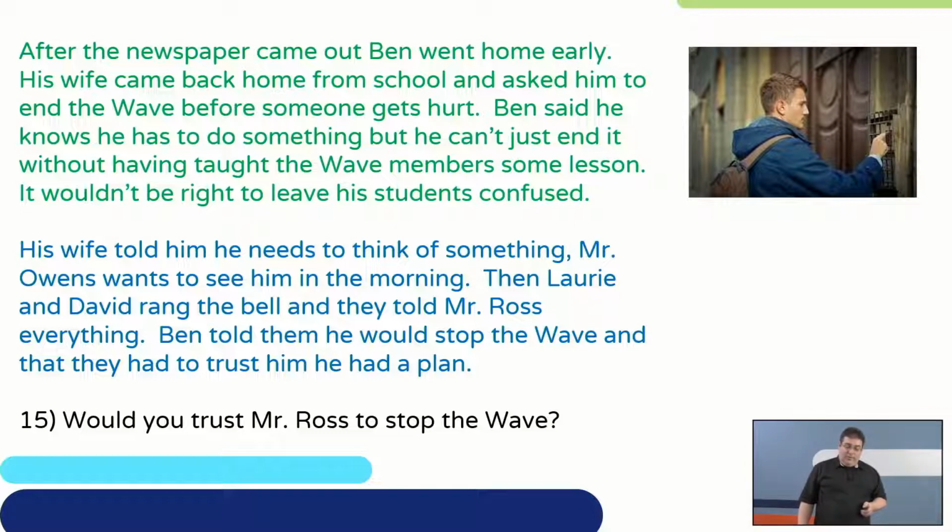Mr. Owens wants to see him in the morning. Then Lori and David rang the bell and told Mr. Ross everything. Ben told them he would stop the wave and that they had to trust him because he had a plan. 15. Would you trust Mr. Ross to stop the wave?